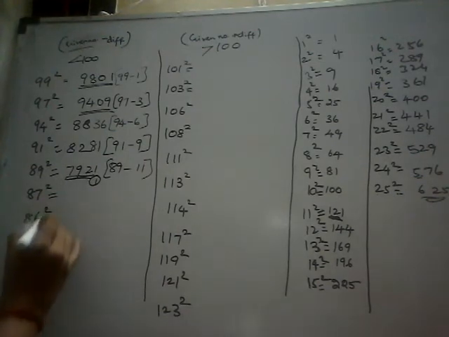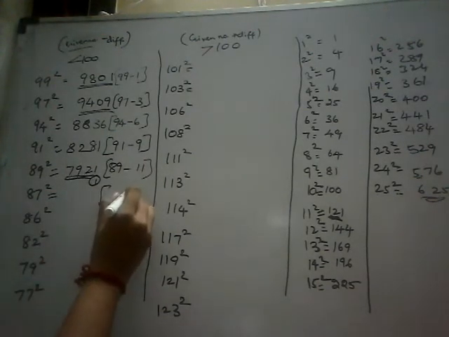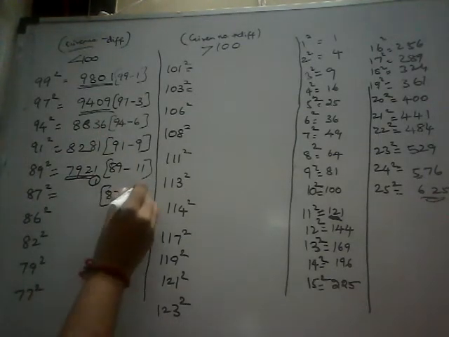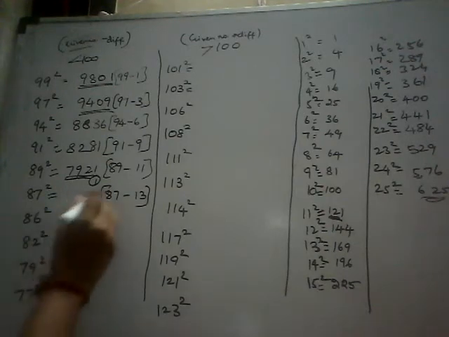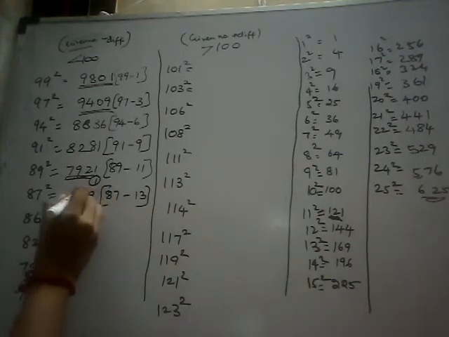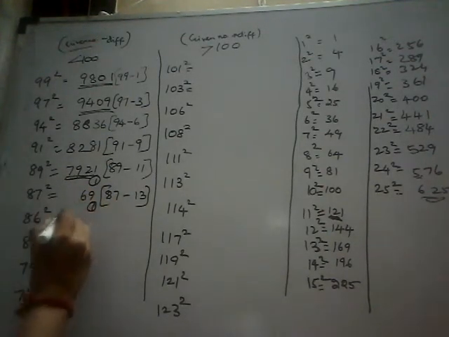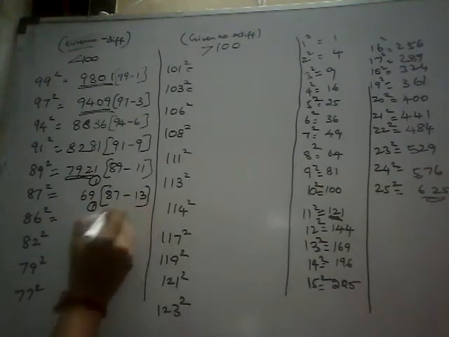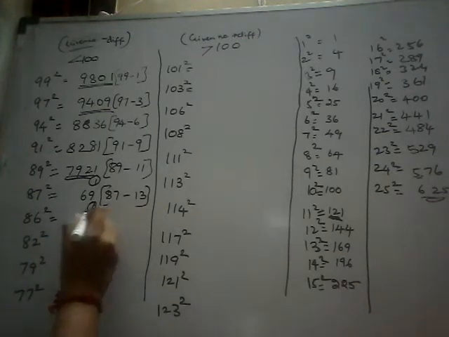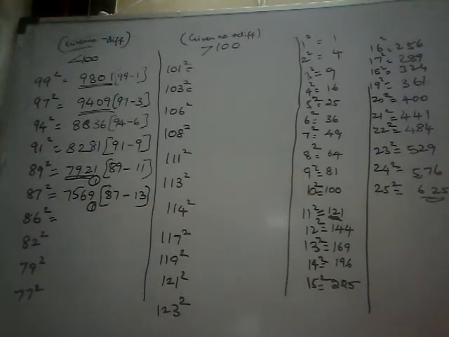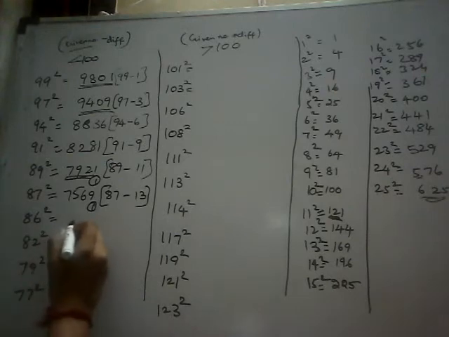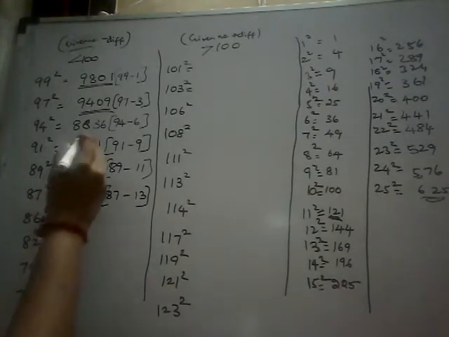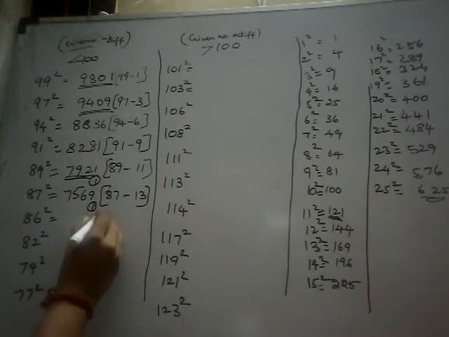Similarly 87 squared. How much is the difference? From 100 it is 13. This 13 squared you write here, 169. 69 write in the two digits, 1 in the carryover. Now what is 87 minus 13? 74. 74 plus 1, that will give you 75. 7569. Is it clear? Now see the next, 86 squared. How much is the difference? 14.